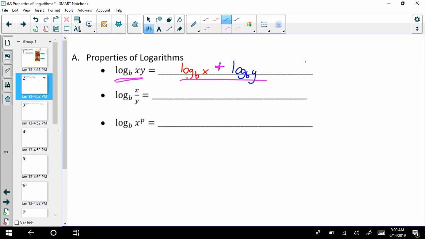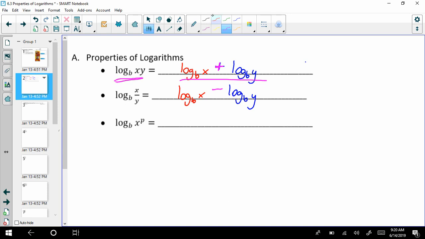The next one, if I'm dividing, I can expand that into 2 logs. But it will expand into the operation of subtraction. It's almost kind of like our exponent rules that we talked about at the very beginning of this class, where if we were dividing, we subtracted the exponents. If we were multiplying, we added the exponents. It's hinging off of that property.